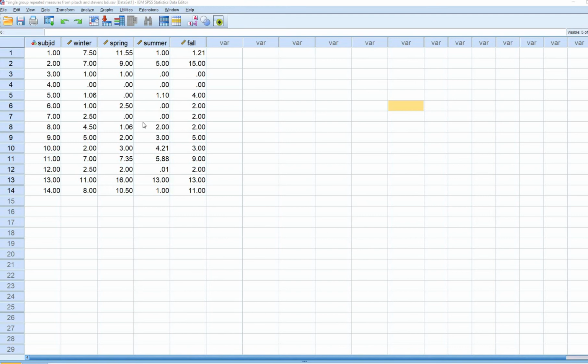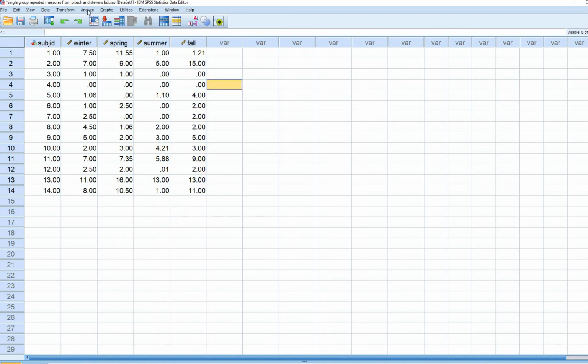So here I've opened up the data set in SPSS. Again, each row represents a specific person or case. This is each person's subject identifier, and then their repeated measures in terms of Beck depression inventory during the winter season, spring season, summer season, and fall season.